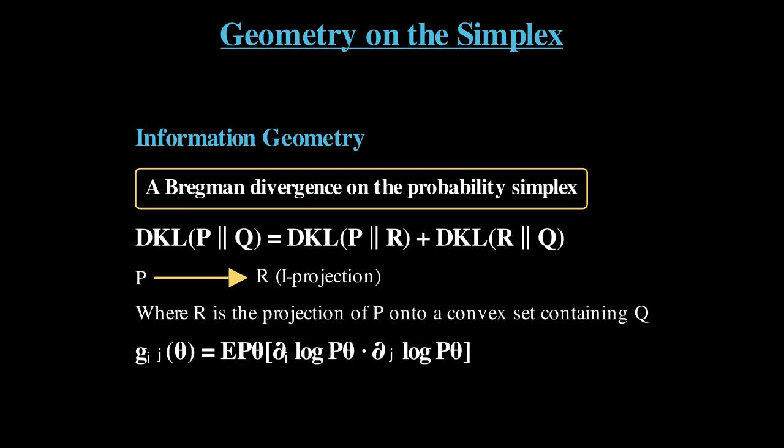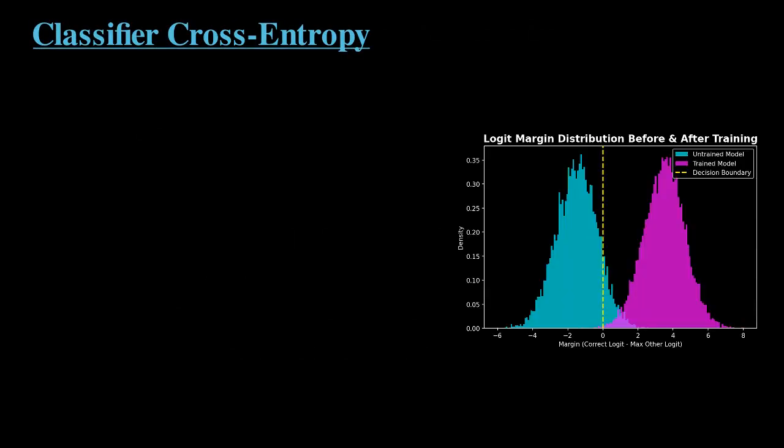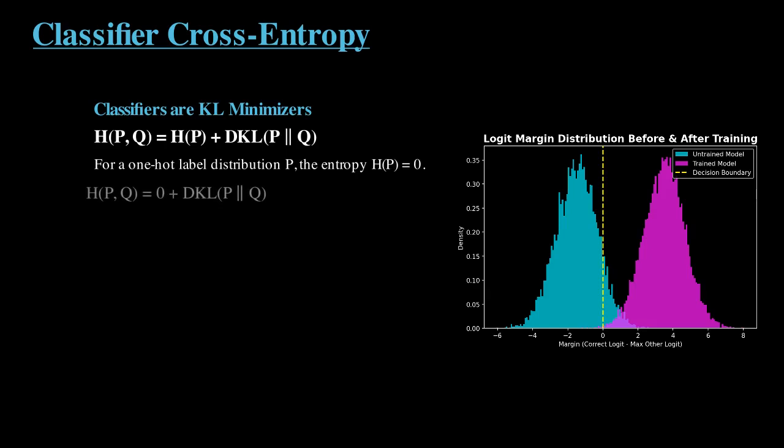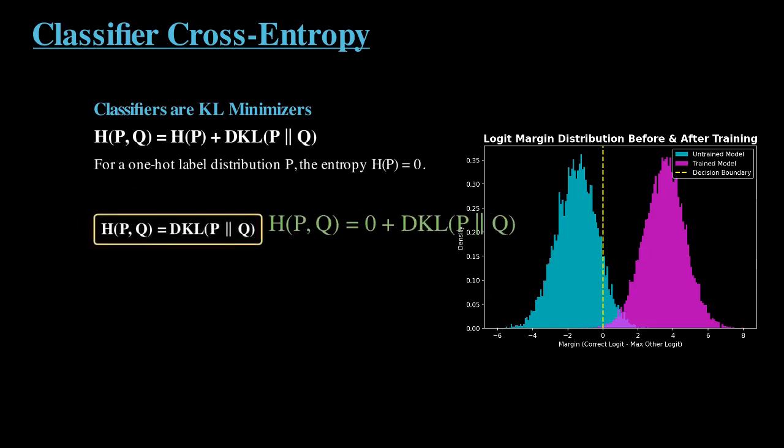Let's begin with the most common, yet often overlooked, application of KL divergence, standard supervised classification. When you train an ImageNet classifier, the loss function is cross-entropy. But what is cross-entropy? It's defined as the entropy of the true distribution P plus the KL divergence from P to your model's prediction Q.